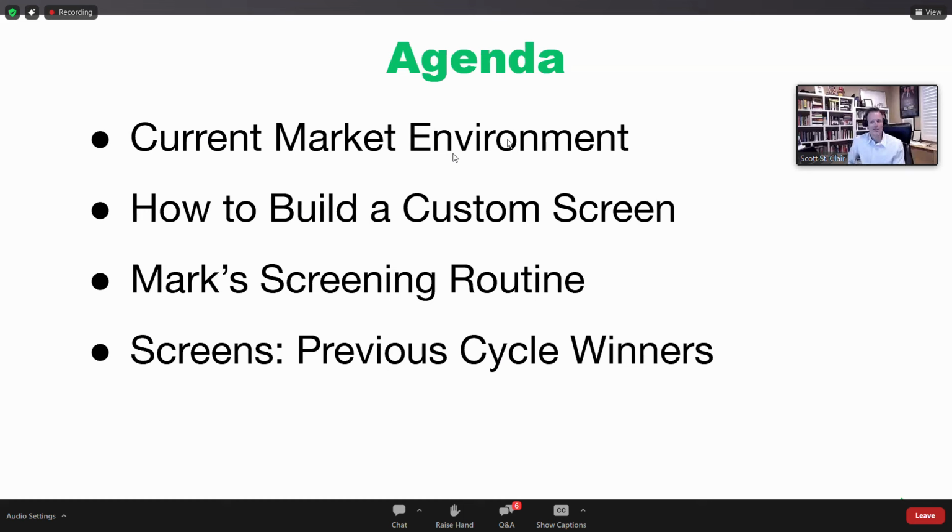You and me both. So our agenda: we'll talk about the current market environment. Obviously, I know a lot of people will be curious about that. We'll get very quickly into how to build a custom screen using MarketSurge, spending a few minutes on that just to give you a quick overview. Then we'll go into Mark's routine. What does he like to screen for? And then last but not least, we'll highlight some of the most used screens in MarketSurge.